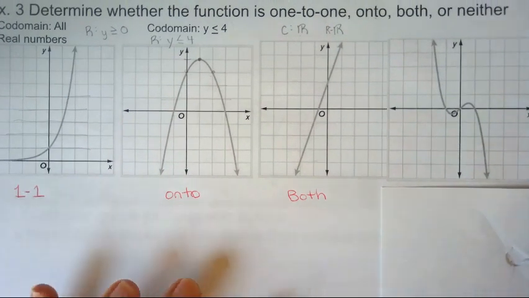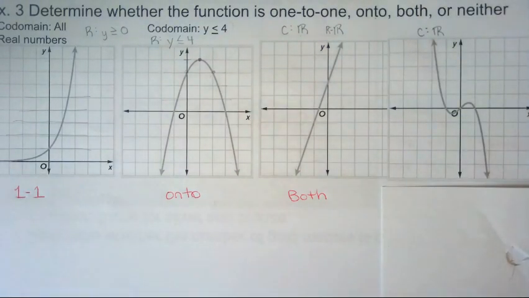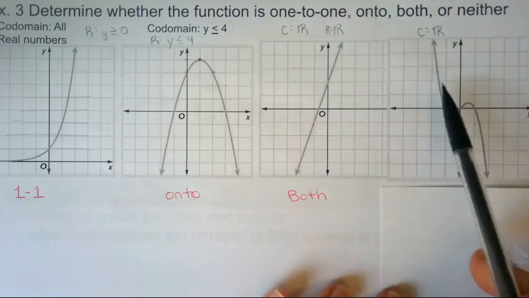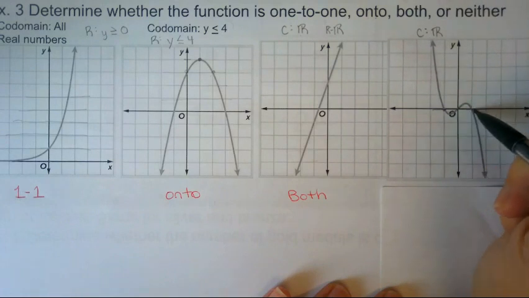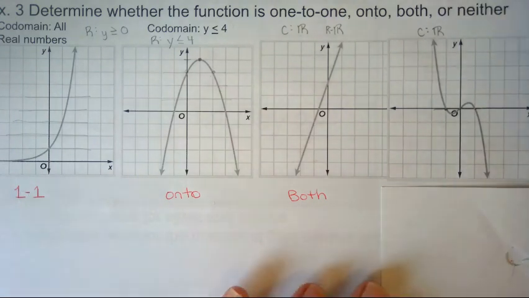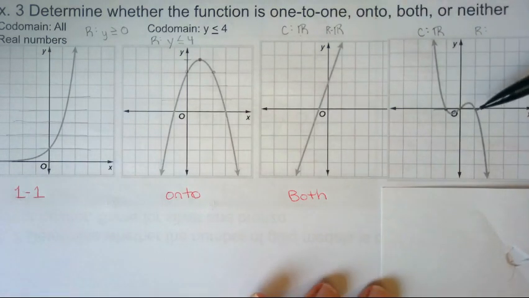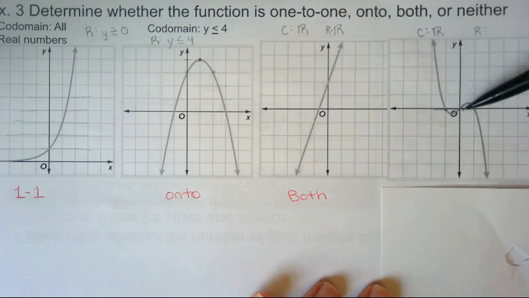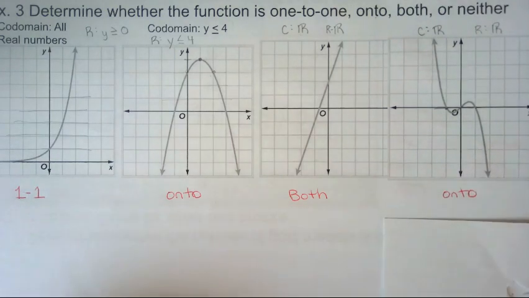Now looking at the very last one, the codomain is still all reals because it's not specified. I look at my horizontal test, and right here I see that it's crossing more than once, so therefore it is not 1 to 1. Then I'm going to check my codomain with the range to see if it's onto. My graph is going above 0 for the y values, and it is going below 0. So therefore, my range is all reals. So in this case, it is onto.